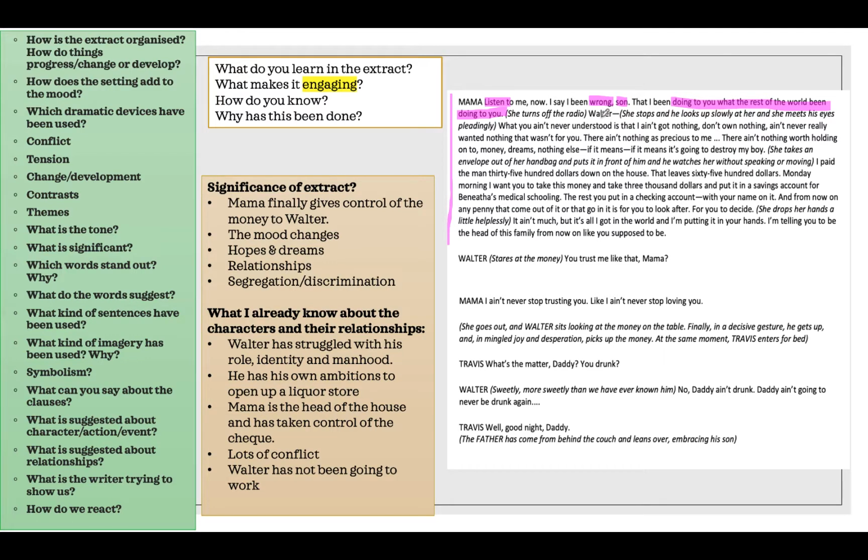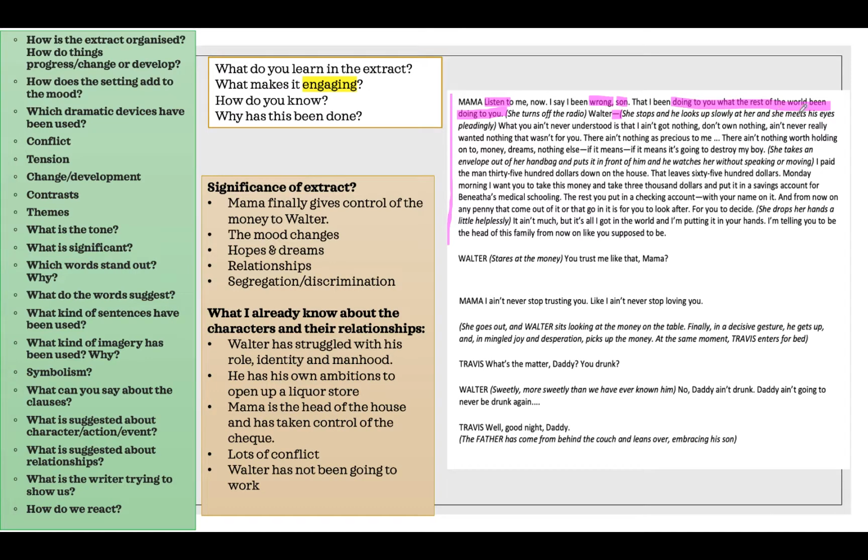And then she says his name again. And we have this dash here that shows that she pauses. And the stage directions really explain that. So she stops and he looks up slowly at her and she meets his eyes pleadingly.